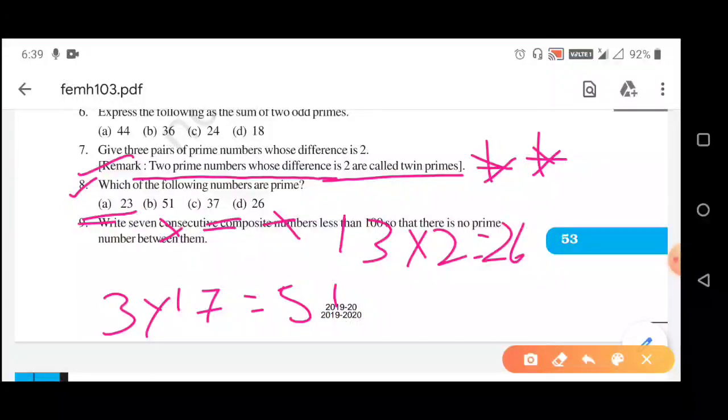We know prime numbers are those numbers whose only factors are 1 and the number itself. So the factors of 23 are 1 and 23. Factors of 37 are 1 and 37. So question number A and question number C are the prime numbers.